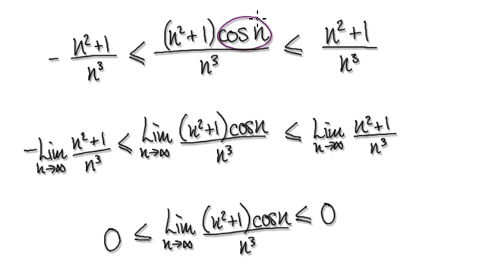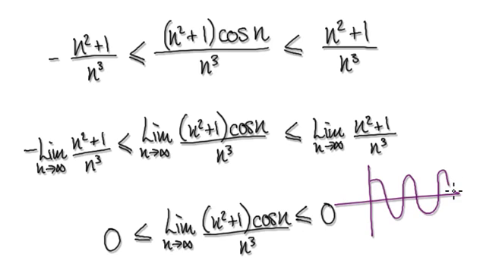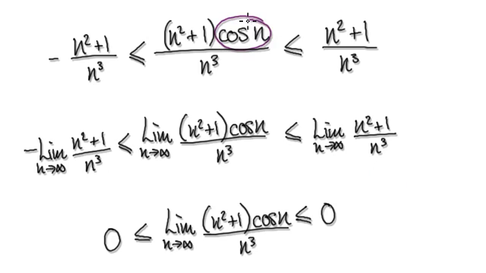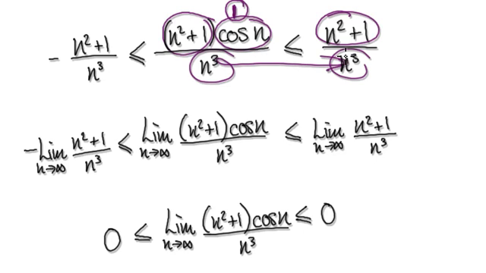If you look at this, cos of n as n tends to infinity looks like this. It's just going to oscillate between 1 and -1. So this thing here will be 1, -1, 1, -1, 1, and so on. So the biggest value that this thing could be is 1. 1 times this thing is just going to be this thing.